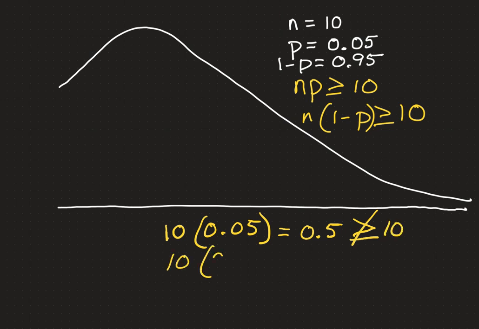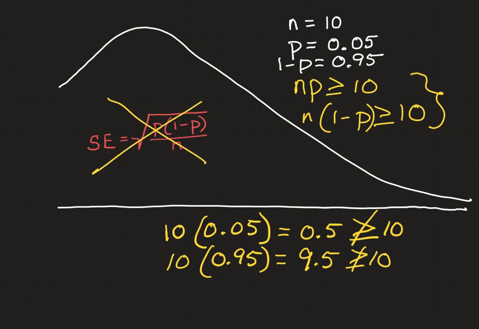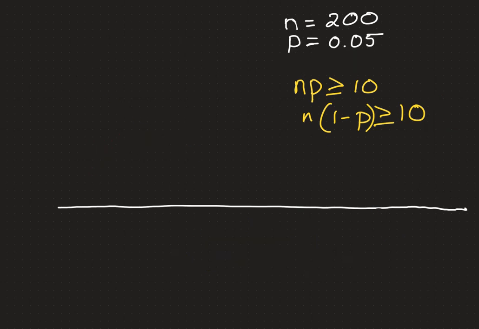Let's just check the other one just to see what happens. 10 times 0.95 gives 9.5, and that also is not greater than or equal to 10. So because I gave you these rules for using that standard error, you really don't need to know what this distribution looks like. You just have to trust me and generations of stats teachers that you can't use this formula here. What would happen if we had the same population proportion, but we took a larger sample, say 200?